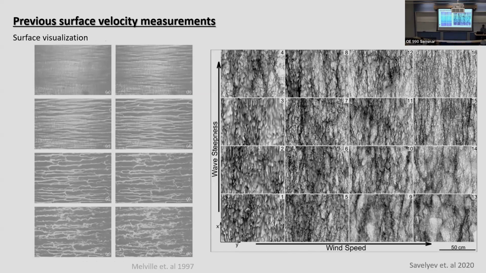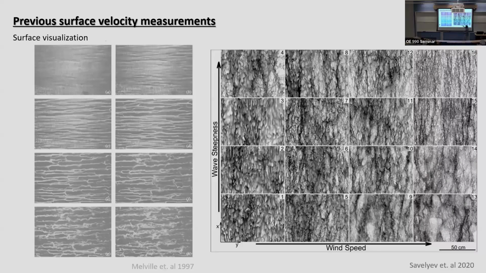So another form of surface visualization is just looking at the ocean surface, or interface surface skin temperature, using an infrared camera. The surfaces have their own thermal signatures, and so you could visualize them. This plot was shown in Savlev et al. 2020, and it is remarkable because we have different visualizations for increasing wind speed.